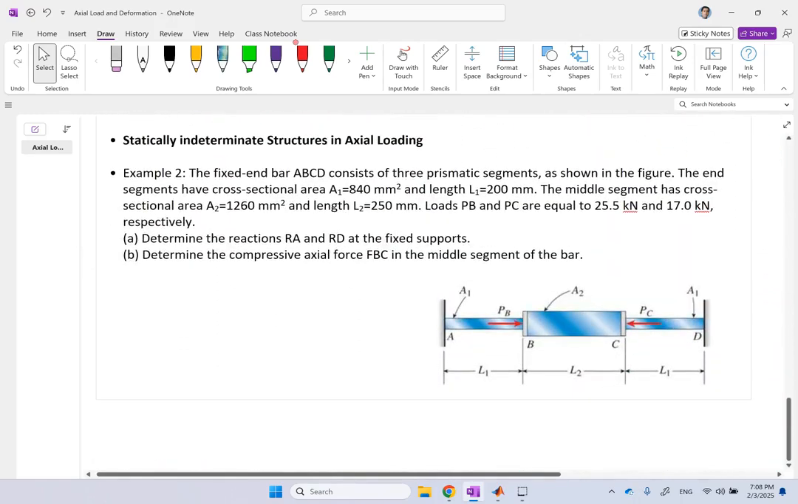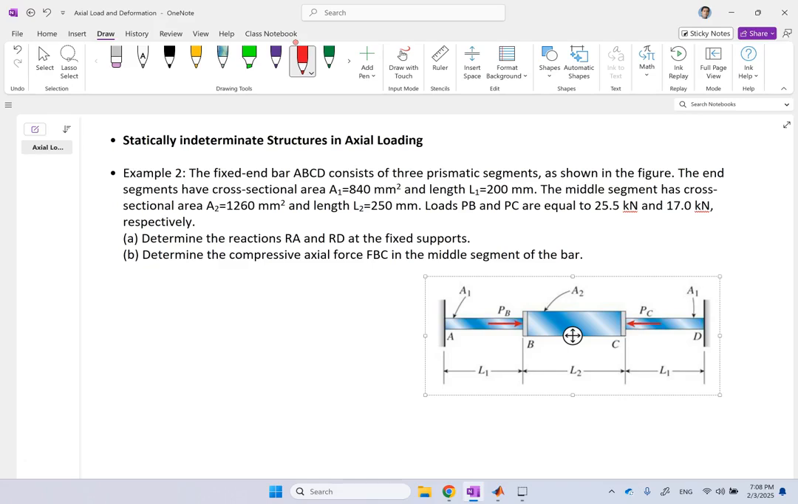Okay, now another thing that we can solve with this new formula we learned is sometimes we have axial loading systems like this, and the system is statically indeterminate. Like if you look at this beam here with three cross sections, A2, A1, and A1 on the other side, and the loads on the middle section are PB and PC. And these numbers are given for PB and PC, and cross sections A1 and A2, as well as the lengths L1 and L2. Everything is given here. So we have everything here.